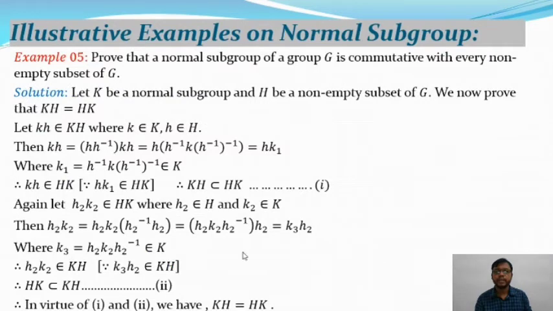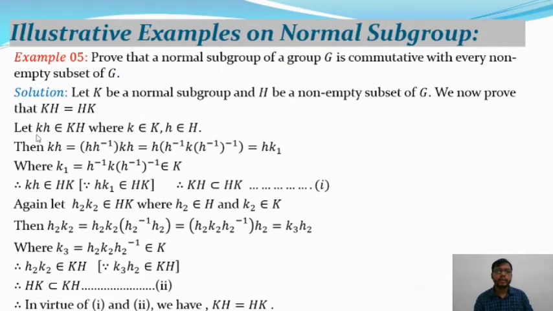In this slide we will take one more example on the normal subgroup. Prove that the normal subgroup of a group G is commutative with every non-empty subset of G. Okay, so here is the solution. Let K be a normal subgroup and H be a non-empty subset of G. So we now prove that KH is equal to HK.